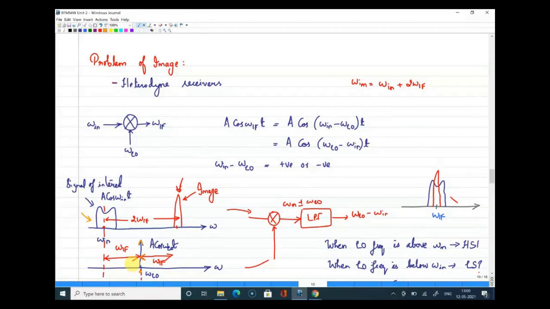So, what do you think? What can be a common solution to this problem? You have an image, which is located 2 omega IF away from your omega in, but that image signal is also down converted to the same intermediate frequency, thereby corrupting your desired signal. So what could be a probable solution? Yes, we know your question is image. You are referring to the interferer in the signal selected band, yes, Vinod.